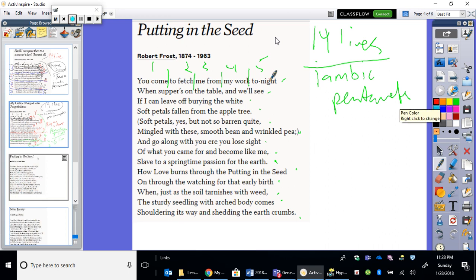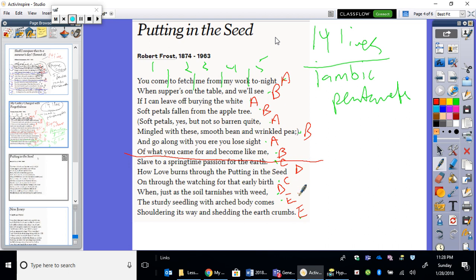its rhyme scheme. Night, and then sea, white, and then tree, and then quite, and then pea, and then sight, and then me, then earth, and seed, and birth, and weed, and then comes and crumbs. Well, 1, 2, 3, 4, 5, 6, 7, 8.